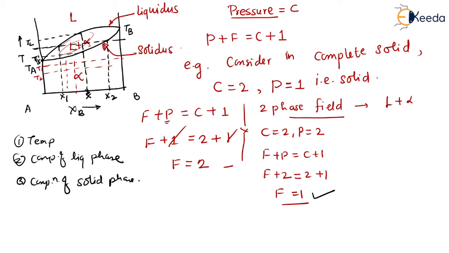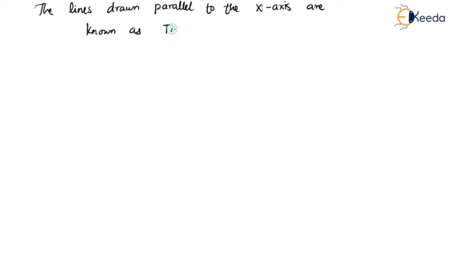So dear students, as we know, in the phase diagram the lines which are drawn parallel to the x-axis are known as the tie lines. The tie lines. Or these are the isothermal lines, because temperature is going to be fixed.